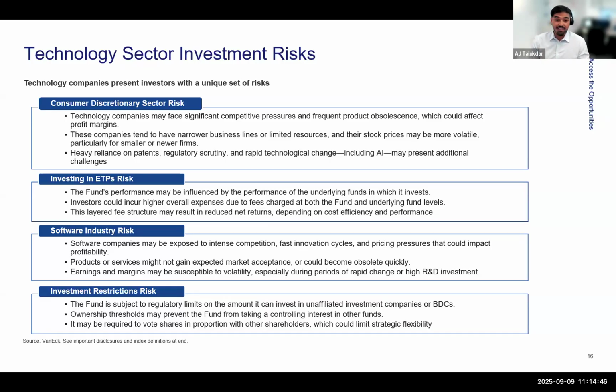And of course, when we're discussing investments, we need to consider risks. And likewise, technology and consumer discretionary are both sectors that have their own inherent risks. Technology companies face constant competitive pressure, rapid innovation cycles, regulatory scrutiny, and products can quickly become obsolete. Likewise, valuations can also swing quite wildly in the tech sector. Layered fees and investment restrictions also apply, and reliance on software patents, which a lot of tech companies receive, can add additional risk when analyzing their portfolio.